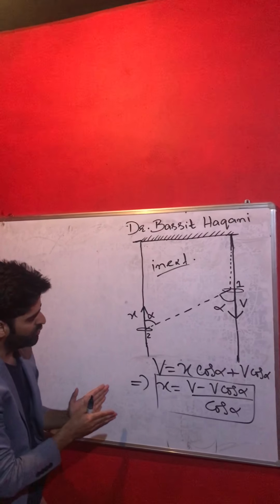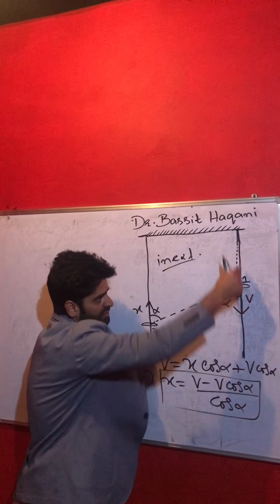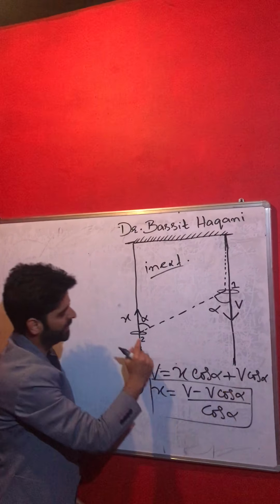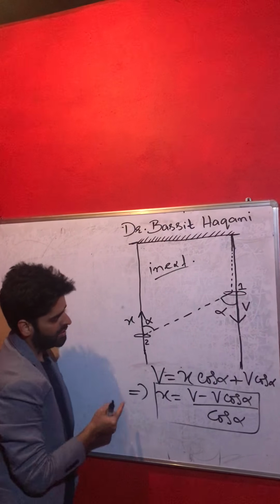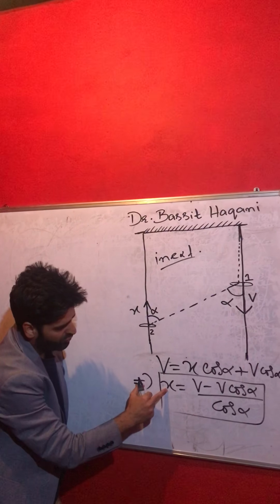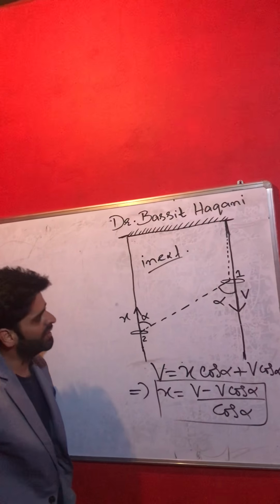So what we are going to write is v, the rate at which the length of this string increases, is equal to x cos alpha plus v cos alpha, the rate at which this part of the string decreases. So this is the equation and this is the answer to the question. Once I solve for x, the answer is x is v minus v cos alpha by cos alpha. That's the answer to this question.